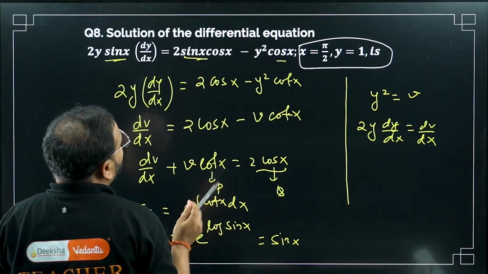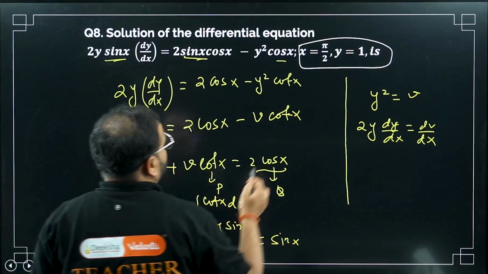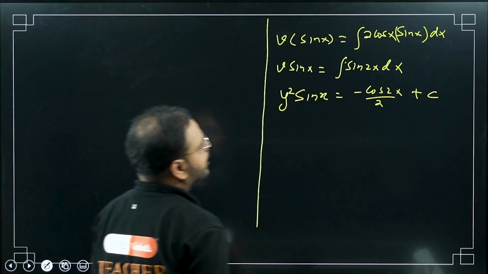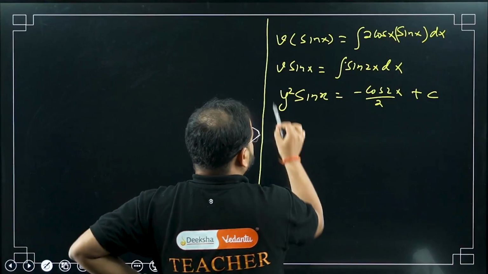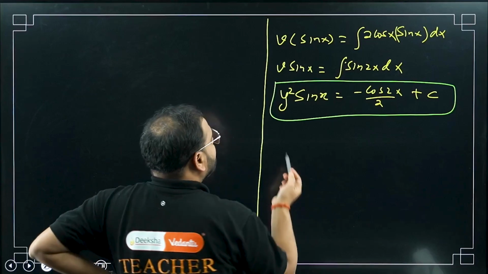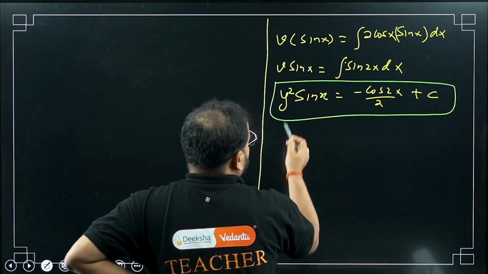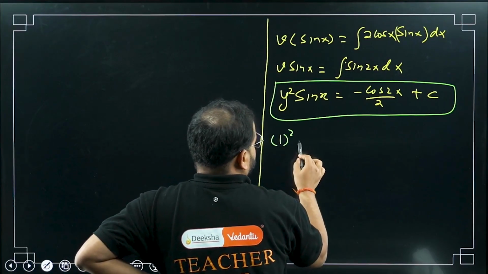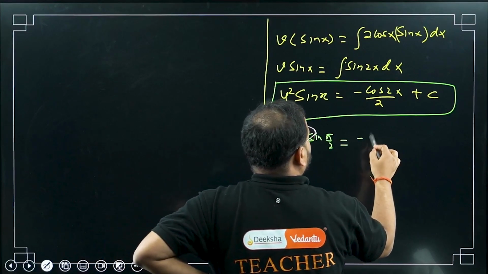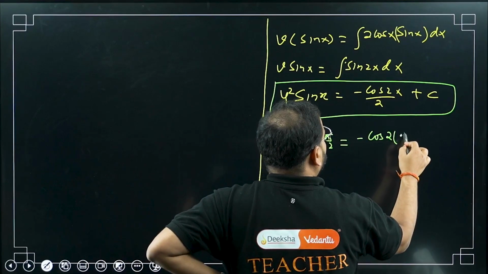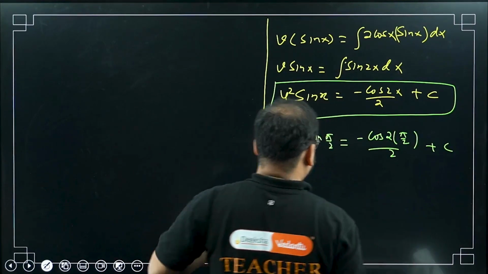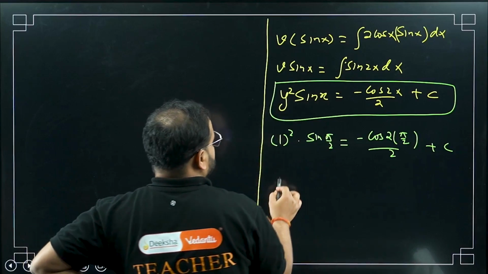What is the x and y value? X is pi by 2, y is 1. Use it over here to find the c value. This is my answer first of all. What type of answer is this? General solution. Put x as pi by 2 and y as 1. So 1 square sin pi by 2 equals to minus cos of 2 times pi by 2 upon 2 plus c. So check here, this is going to be 1.